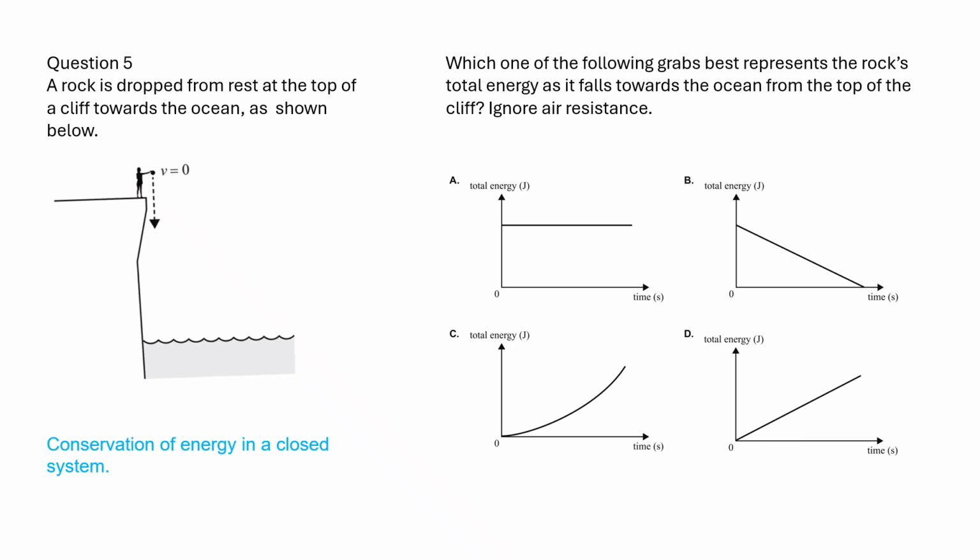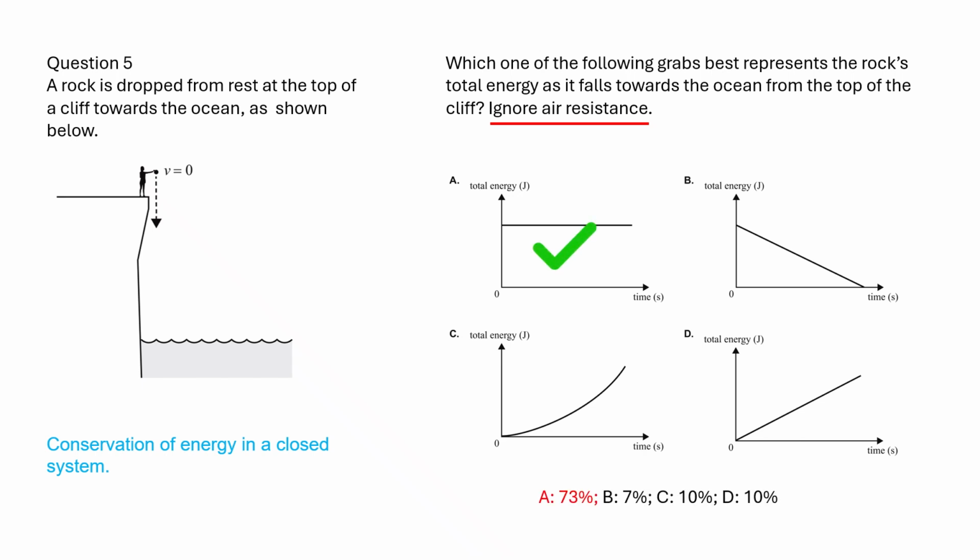A rock is dropped from rest at the top of a cliff and falls towards the ocean. Assuming negligible air resistance, the total energy of the system remains conserved.